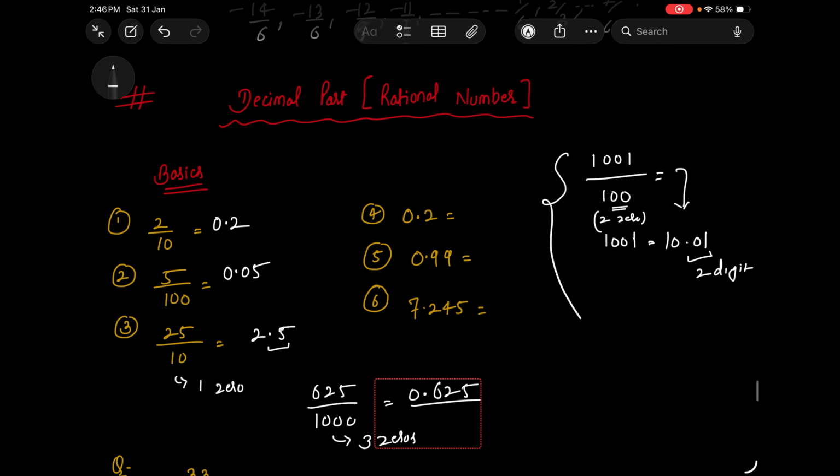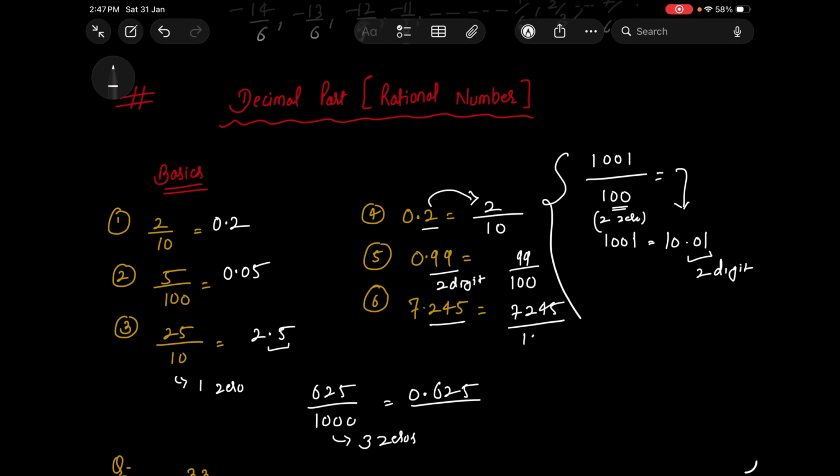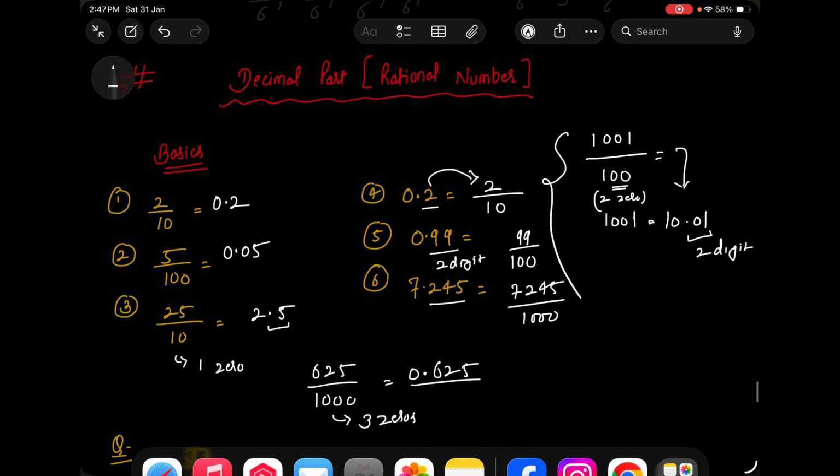Now just do the opposite. First write the number as it is. How many digits are there after the point? If there is one digit after the point, we put 10. If there are two digits, we write the number as it is and put two zeros. If there are three digits, we write the number as it is and put three zeros.